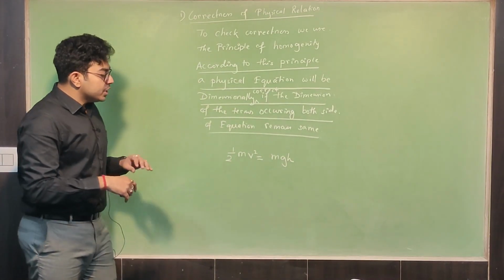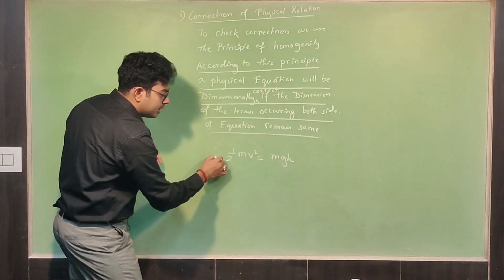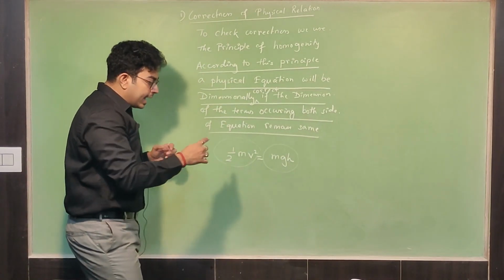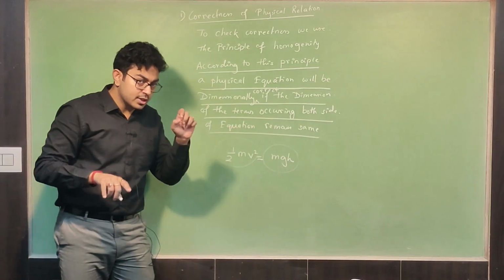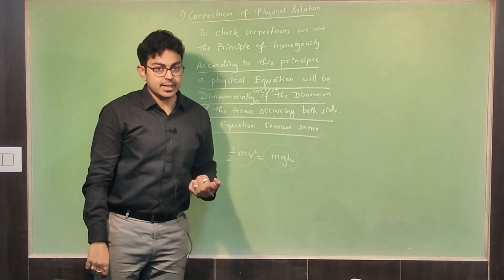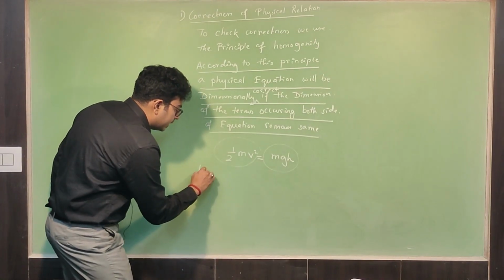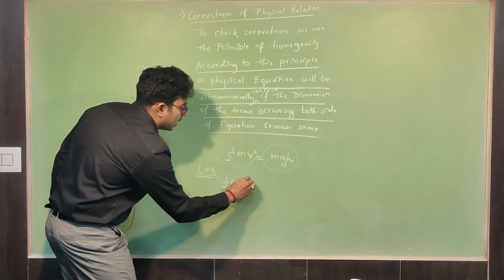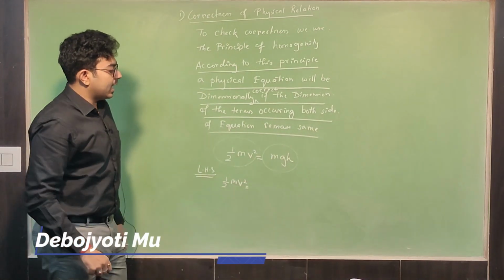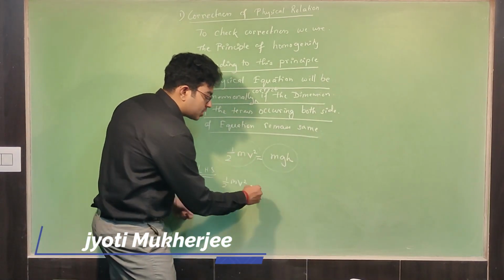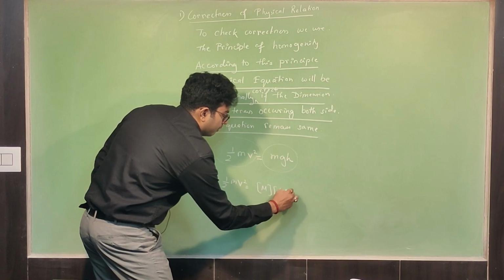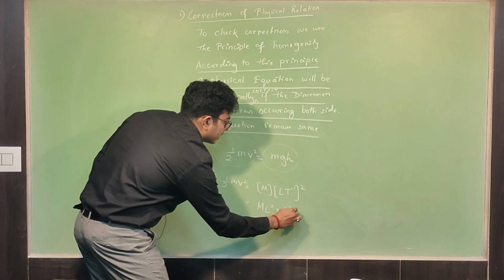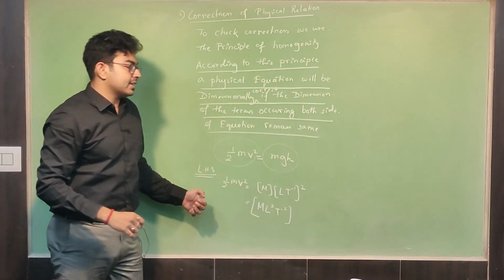So what you have to do is find the left hand side dimension and the right hand side dimension. If these two dimensions are the same, that means this is dimensionally correct. What is the left hand side dimension? Half mv square. Half doesn't have any dimension. Mass is M. Velocity has this. So we are getting M L square T to the power minus 2. So this is your left hand side dimension.